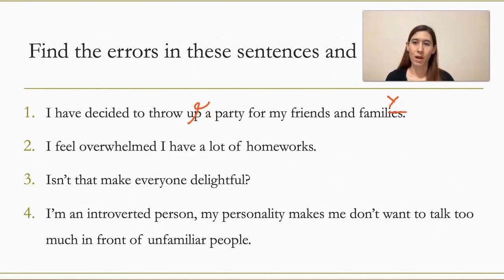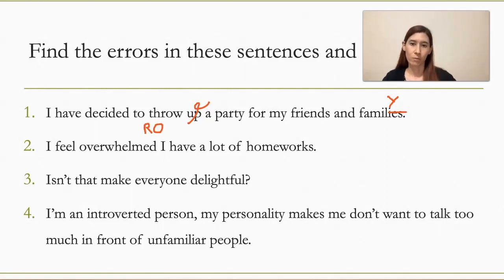Number 2, I feel overwhelmed. I have a lot of homeworks. For this one, it's a run-on sentence. So you might see your teacher put RO. This means run on. A run-on sentence is where you have several ideas together and it keeps going, but there should be a period or a connector, like a conjunction, and, or, but, because, and so on.